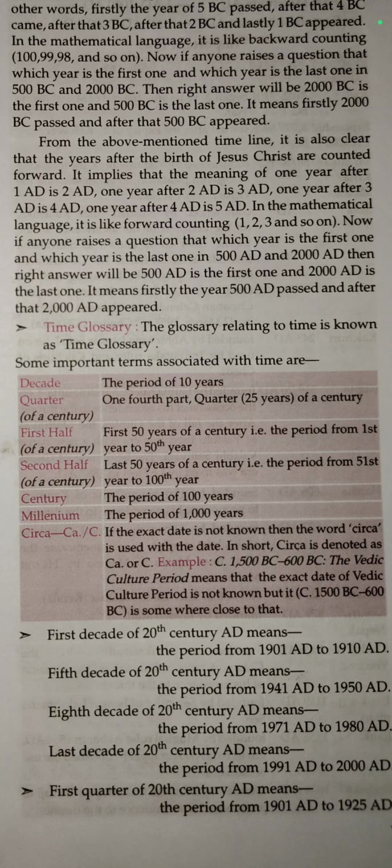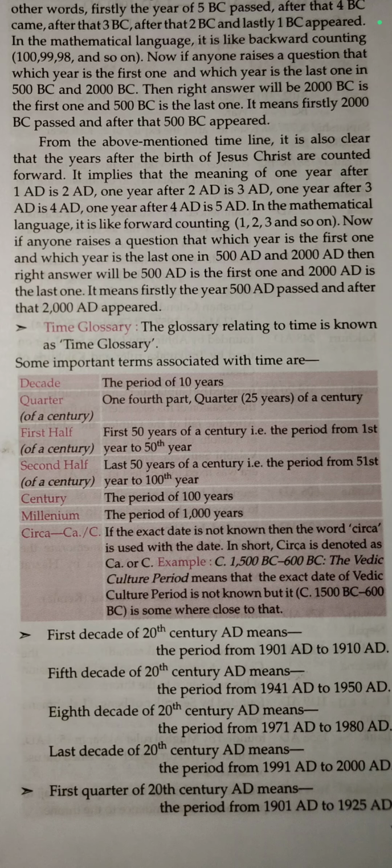Circa: if the exact date is not known, then the word circa is used with the date. In short, circa, C-I-R-C-A, is denoted as capital C, small a, or capital C. Example, C 1500 BC to 600 BC, the Vedic culture period, means that the exact date of the Vedic culture period is not known, but somewhere close to 1500 BC to 600 BC. So it is estimated that the Vedic culture period is between 1500 BC and 600 BC. That is the meaning of circa.